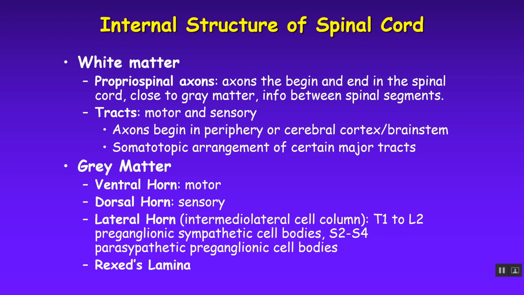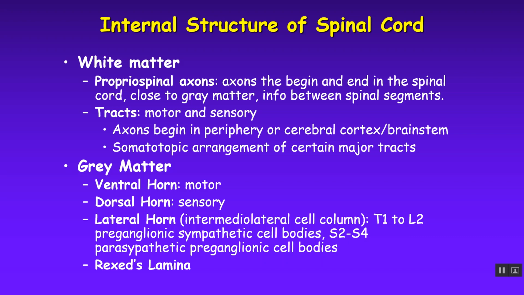Okay? And there typically is usually some type of somatotopic arrangement of certain major tracts. So especially the anterolateral system and the corticospinal tract for motor have a nice somatotopic layout or arrangement with them. We have the gray matter, which is deep inside, which is where the cell bodies are lying. You have the ventral horn, which is motor, and the dorsal horn, which is sensory.